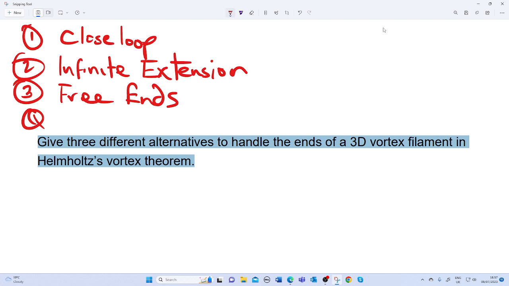So therefore, the three different alternatives to handle the ends of the 3D vortex filament using the Helmholtz vortex theorem are: one, the closed loop. That is to say, assuming that the vortex filament ends are connected.